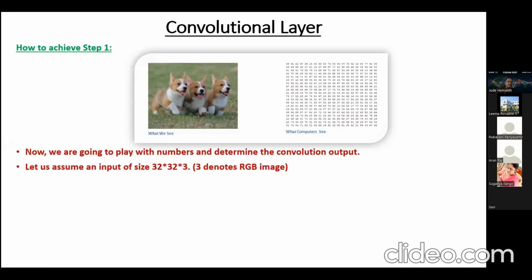Let us assume an input of size 32 cross 32 cross 3, 32 rows and 32 columns. Look at this matrix. 32 rows and 32 columns. And this 3 corresponds to the color of the image. If it is a color image, you will have red, green, and blue. Then we say it is a 3-colored image. Or you have a gray level image, which may be much simpler. Assume you have an RGB image. Now, how is the machine going to identify that dogs are in this picture?